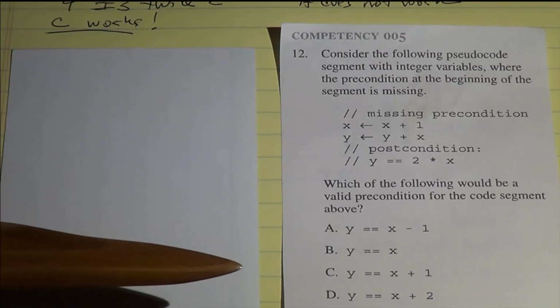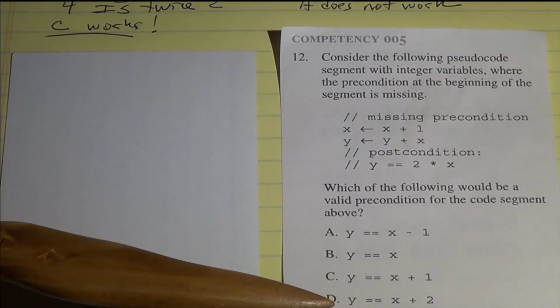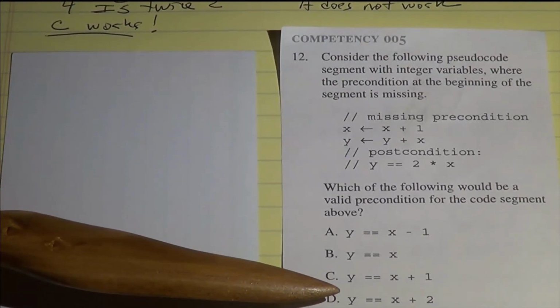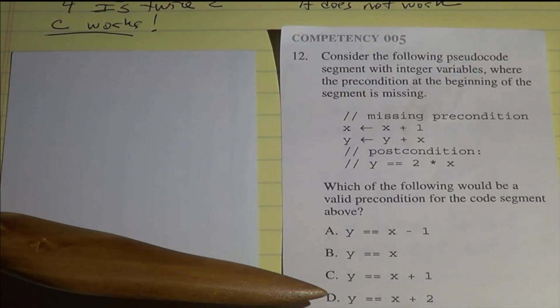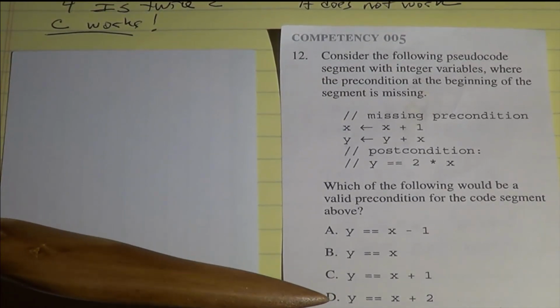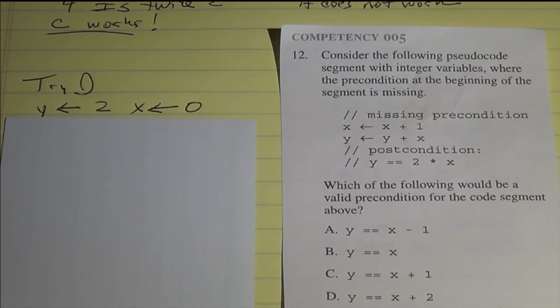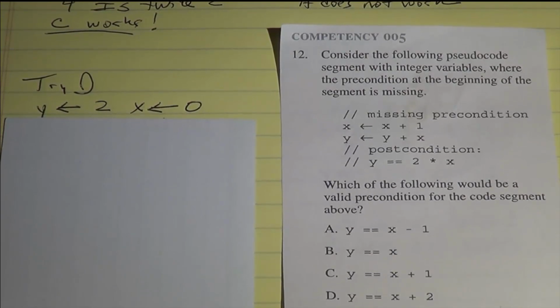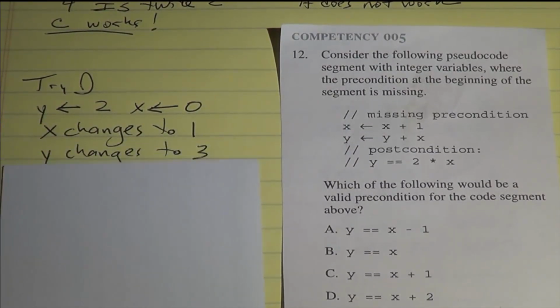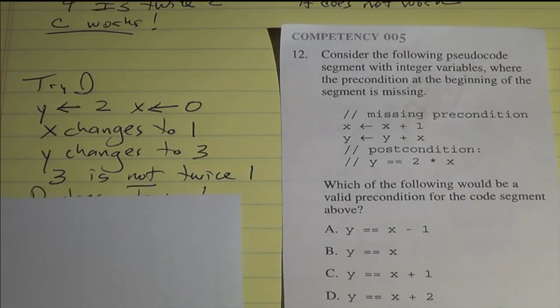Choice D, the precondition is that y is equal to x plus 2. So whatever x is, we're going to add 2 to it to make y. So again, let's pick easy examples. Let's say that y starts out as 2 and x starts out as 0. X changes to 1. Y changes to 3. 3 is not twice 1. Therefore, D does not work.